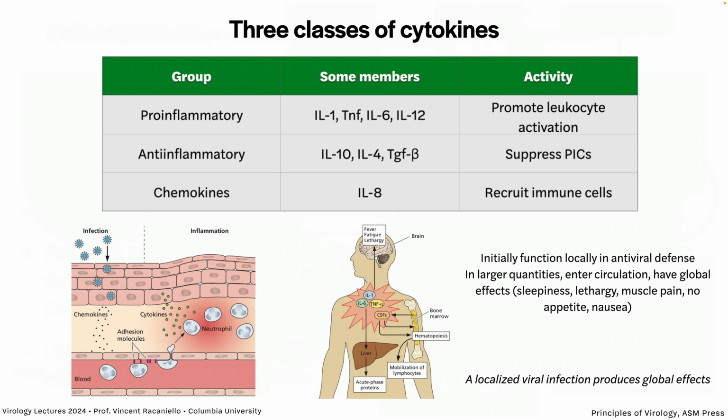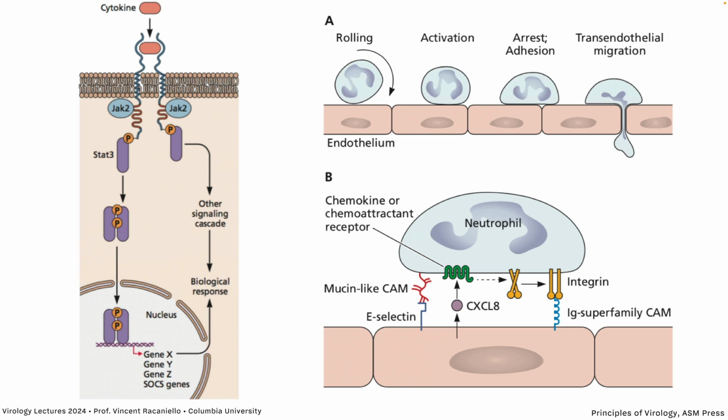Now these chemokines and cytokines are made to combat a local infection, right? Wherever in your body the infection is, they're made locally, but they get in your blood and they diffuse all over. And they enter your circulation and have global effects: sleepiness, lethargy, muscle pain, no appetite, nausea, all these flu-like symptoms. So even a local infection in your upper tract can have systemic effects, and it's because of these cytokines that are made that this happens.